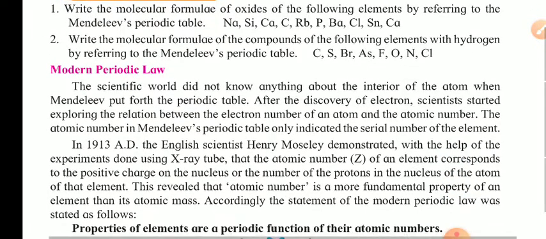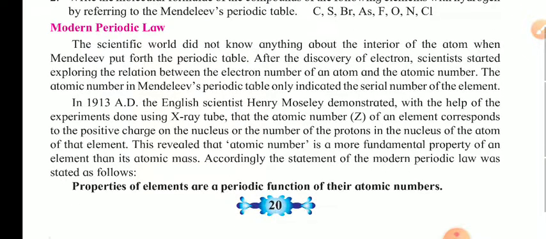So in this we have just talked about three different kinds of classification: the first one, Dobereiner's triads, then Newlands' octaves, and then Mendeleev's periodic table. In the next part, we will go towards the modern periodic table.